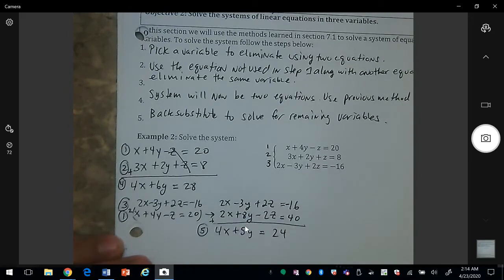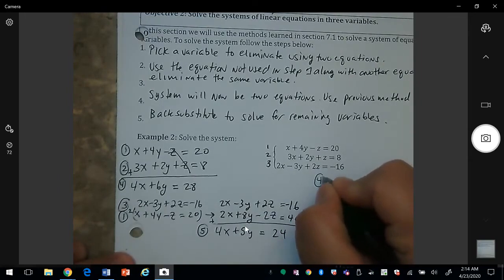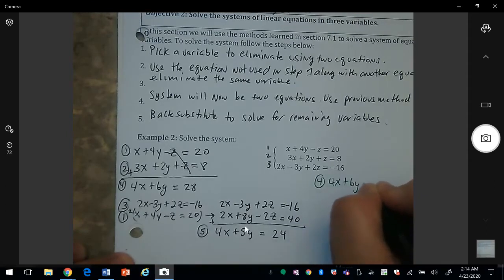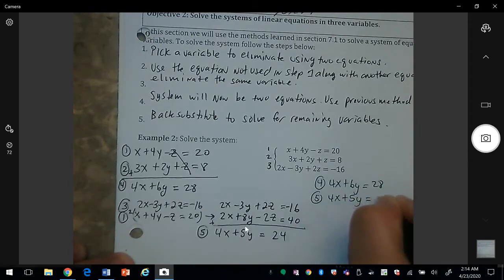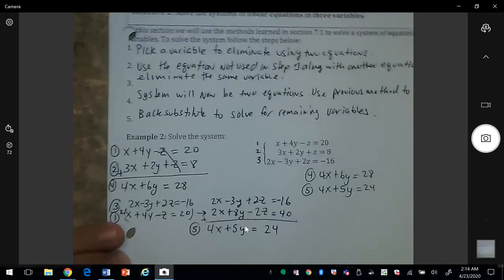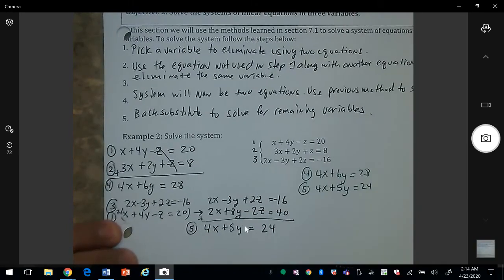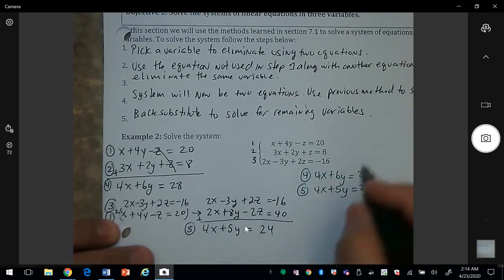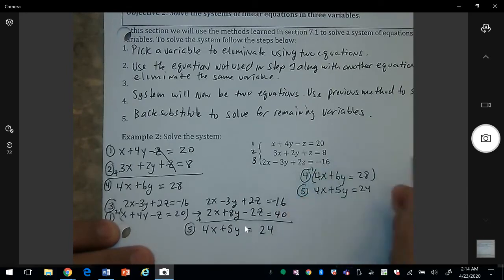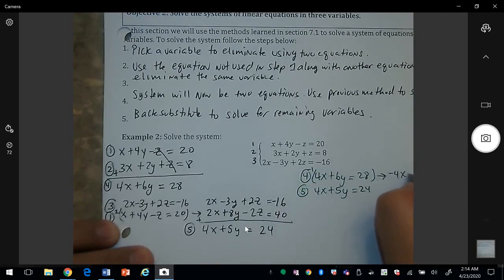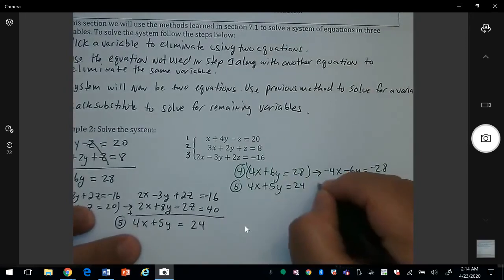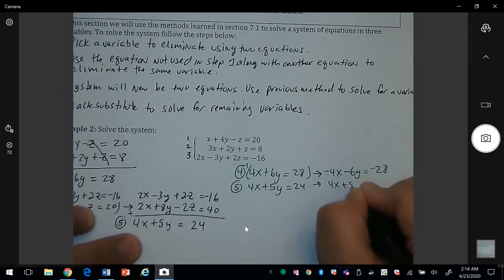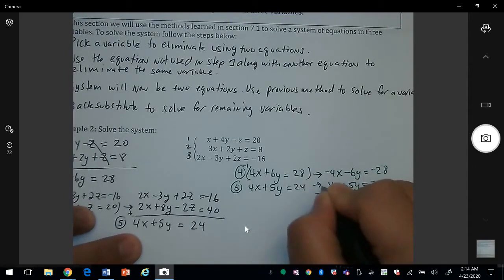Okay, so notice now we have two equations with two variables, so I can use both of those equations. So I'm going to write them here. So we have 4x plus 6y equals 28, and 4x plus 5y equals 24. So now we can get rid of a variable here. Let's get rid of the x's. So I'm going to multiply this equation by negative 1 to get negative 4x minus 6y equals negative 28. And the second one will stay the same. So we can add both equations.